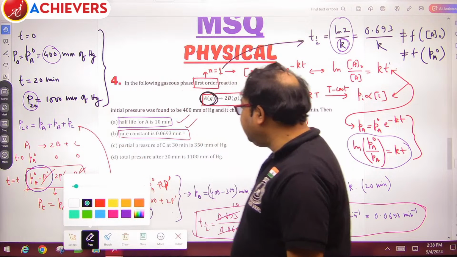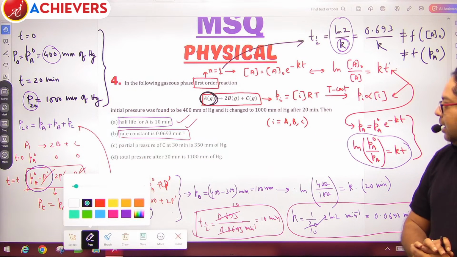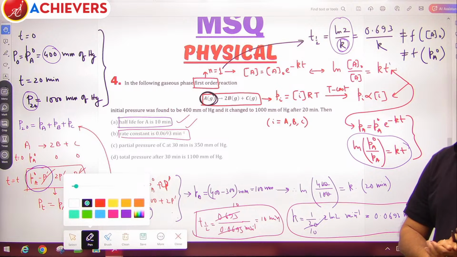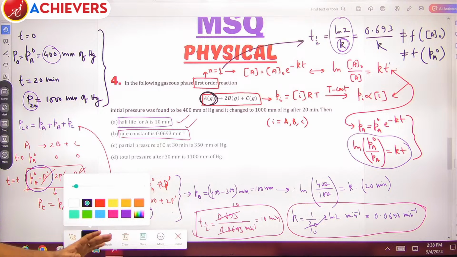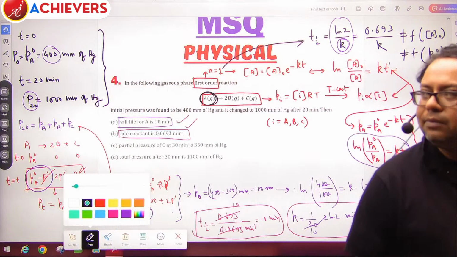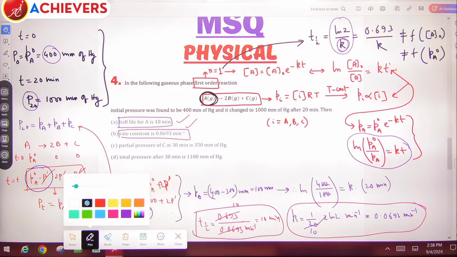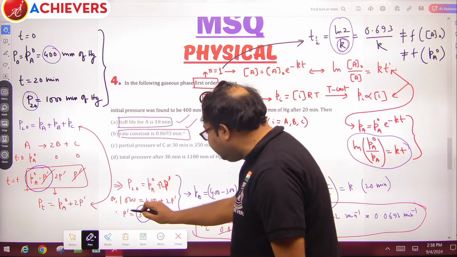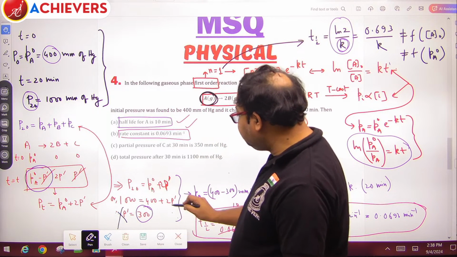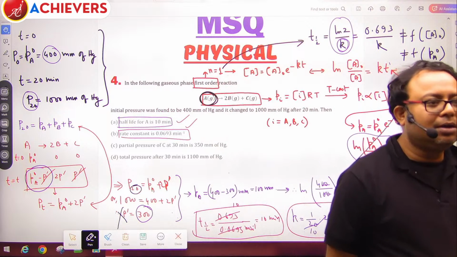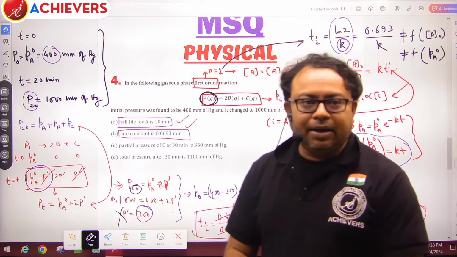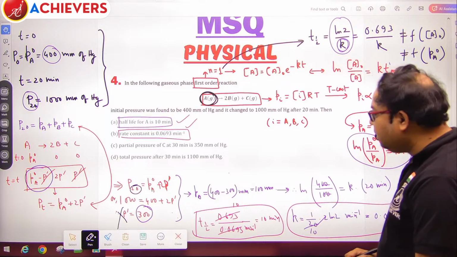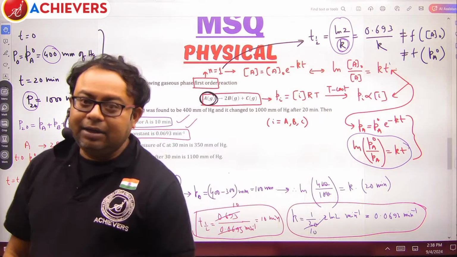Next option, option C. Partial pressure of C at 30 minutes is 350 millimeter. So you can't use the value of this P dash, because this P dash is defined at 20 minutes. So you have to calculate the value of P dash at 30 minutes.